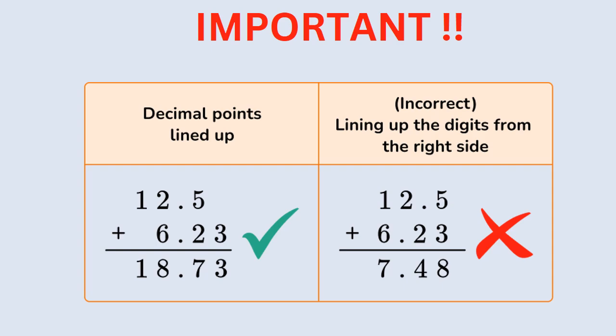So always ensure that the decimal point should be below decimal point itself, and the digits after the decimal point should be matching. That is, the tens place, the ones place should be aligned correctly as discussed in the first slide, that was the place value chart.